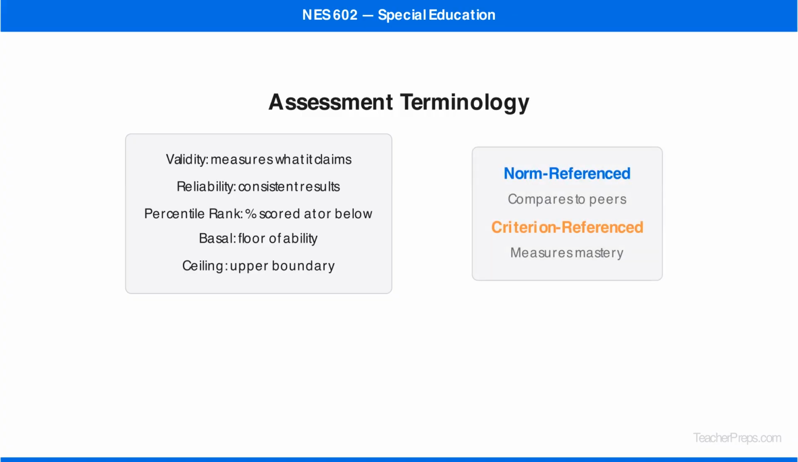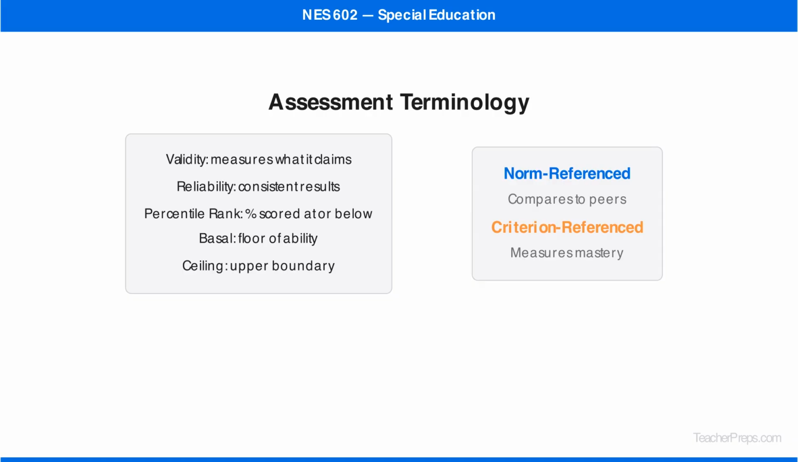Basal is the level where a student answers all items correctly, establishing the floor of ability. Ceiling is where the student misses a set number of consecutive items, establishing the upper boundary. Norm reference tests compare a student to same-age peers. Criterion reference tests measure mastery of specific skills without peer comparison.